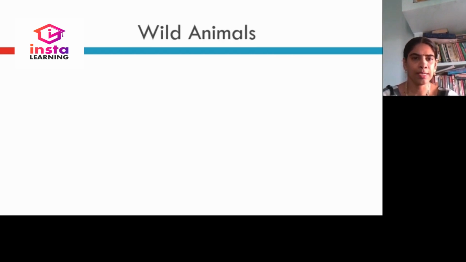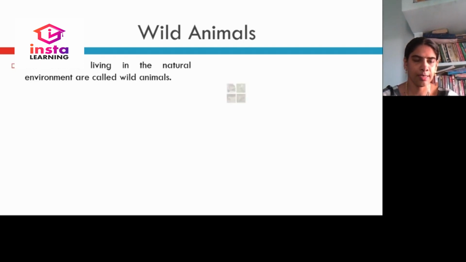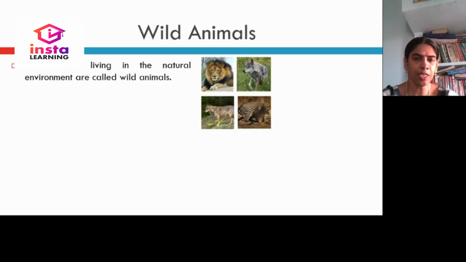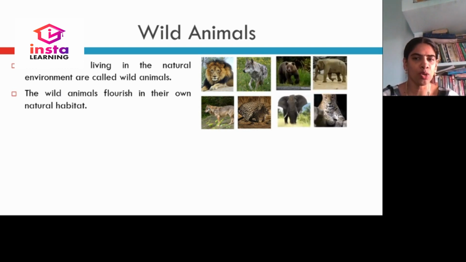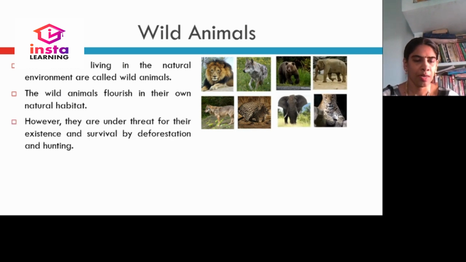Wild animals. The animals living in the natural environment are called wild animals. They include lions, tigers, leopards, etc. The wild animals flourish in their own natural habitat. However, they are under threat for their existence and survival due to deforestation and hunting.